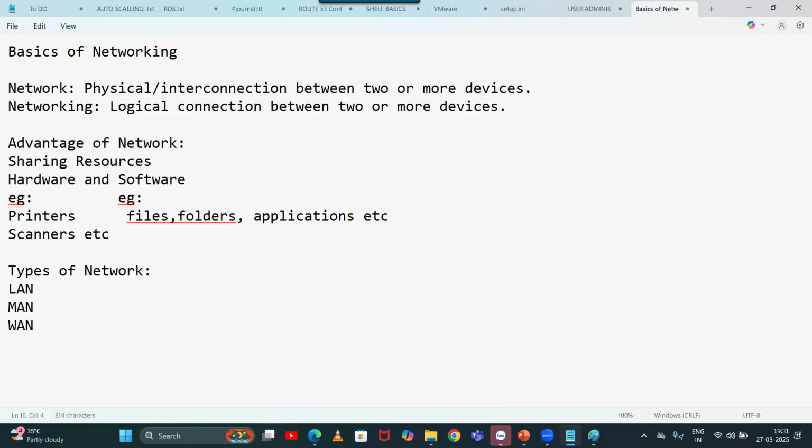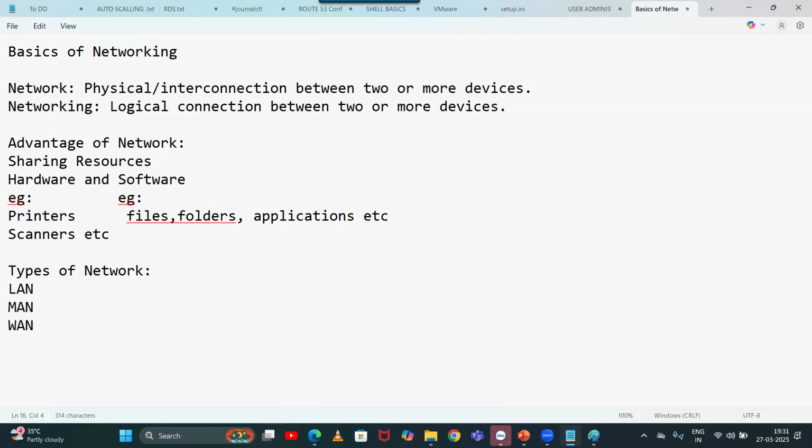Next is MAN. Within a city, you have multiple branches, and one branch is able to communicate with another branch. That type of connectivity we call MAN.